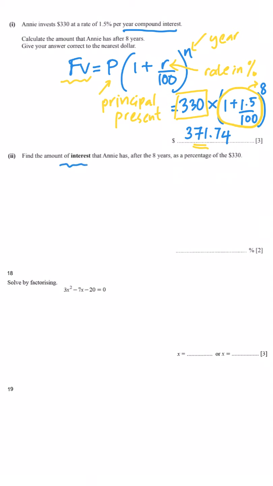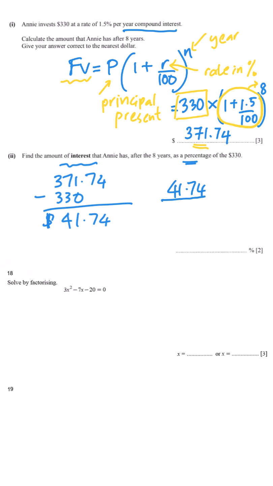Okay, so this one: find the amount of interest Amy has after 8 years, the interest as a percentage of 330. They just want the interest. So 371.74, you subtract 330. The interest is just $41.74. They said the interest as a percentage of 330, so 41.74 divided by 330, and for percentage we multiply by 100. So you're going to get 12.6%.